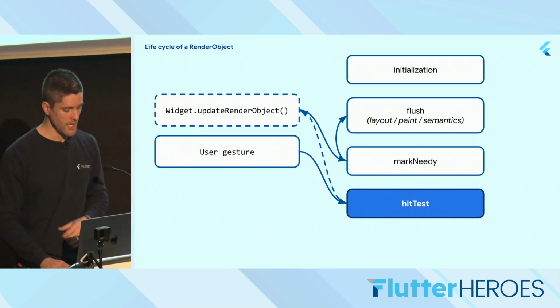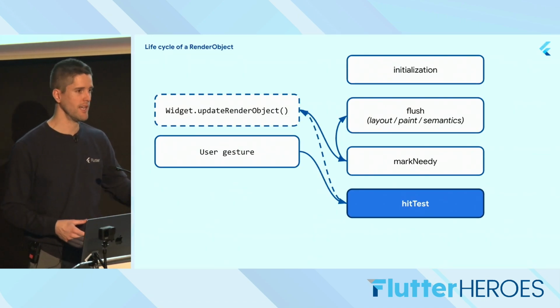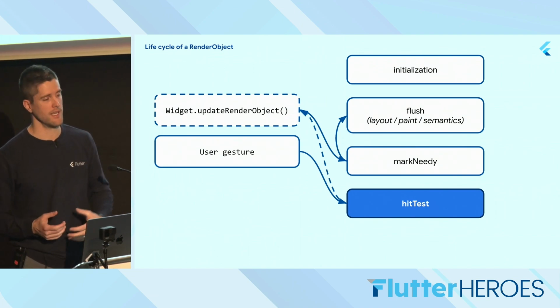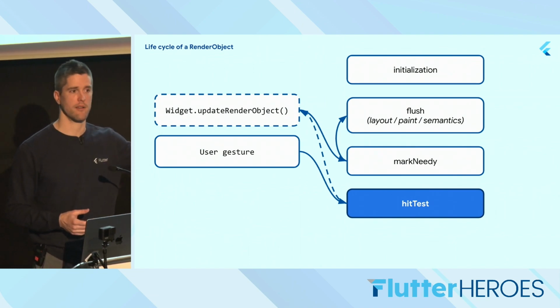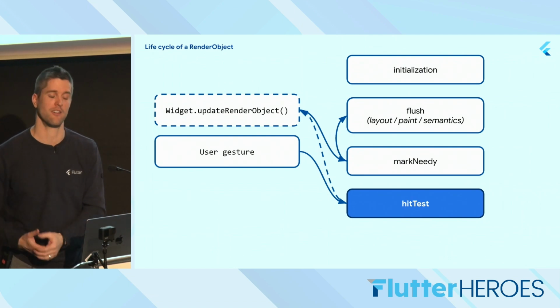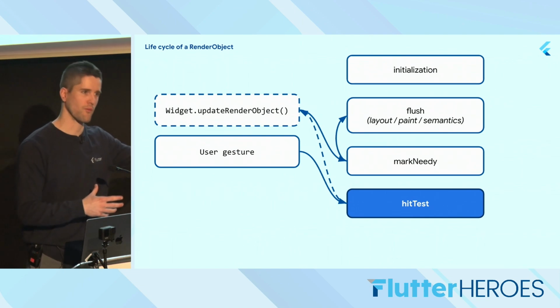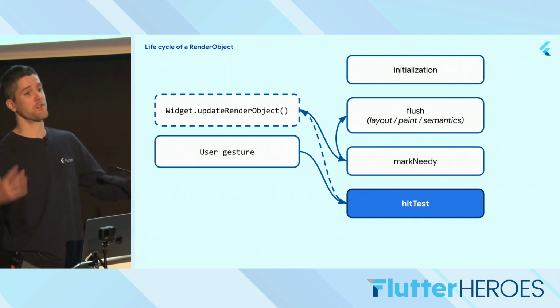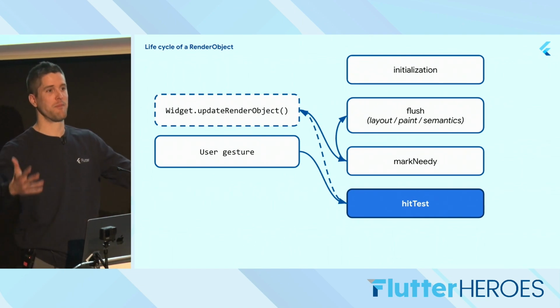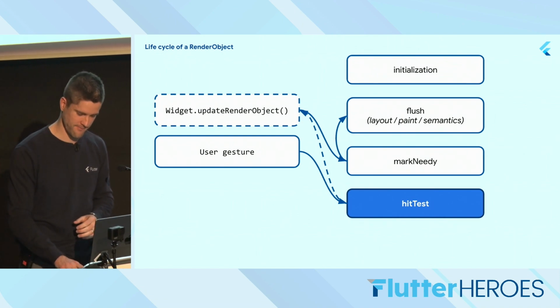But that brings us here in the lifecycle of a render object, where a user gesture can lead to a positive hit test result. That can lead to a callback on something like a gesture detector being fired, which could lead to set state being called. That leads to widget.updateRenderObject being called, and that render object is passed in. The render object can mark itself needy, and then it's back in the queue of the pipeline owner's next flush phase.